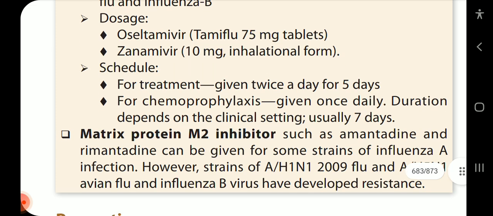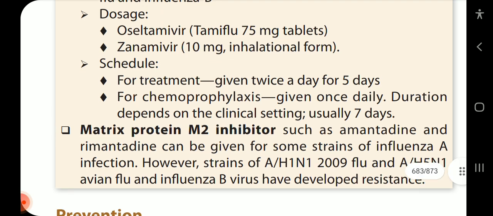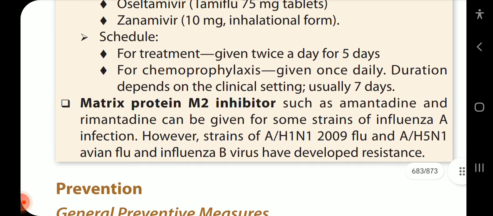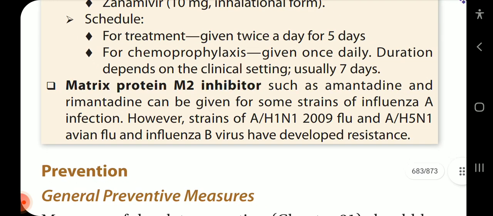Dosage: oseltamivir, Tamiflu 75 mg tablets, and zanamivir 10 mg inhalational form. Schedule for treatment: given twice a day for 5 days. For chemoprophylaxis, given once daily. Duration depends on the clinical setting, usually 7 days.